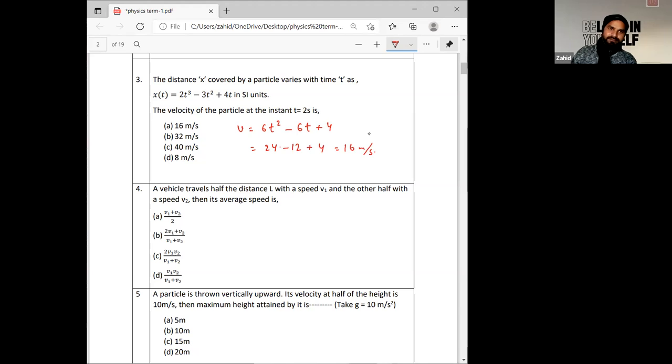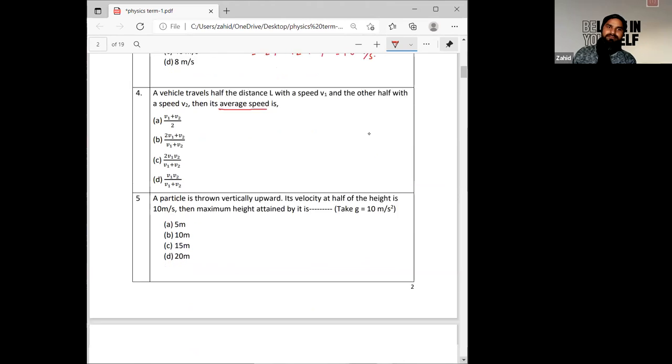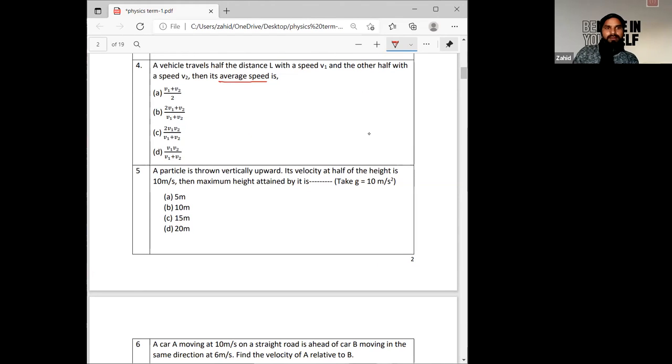Next is question number 4. You have to calculate average speed. Good. Question number 5.